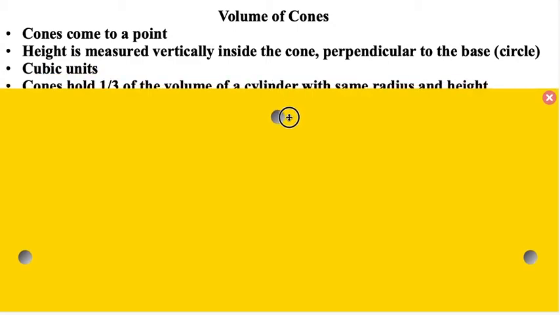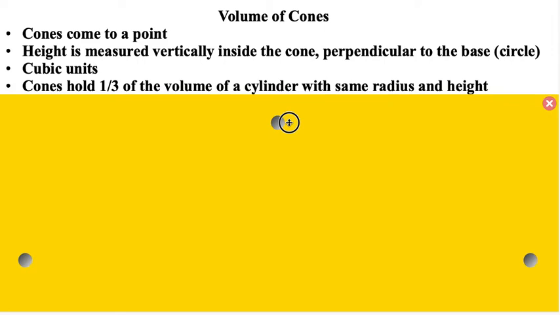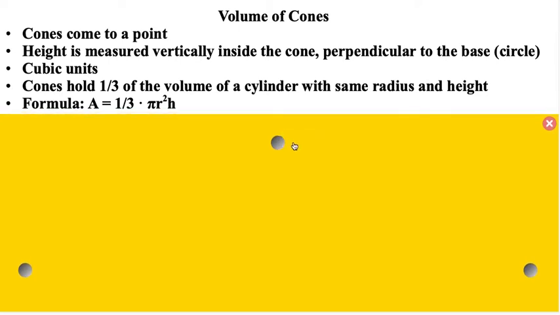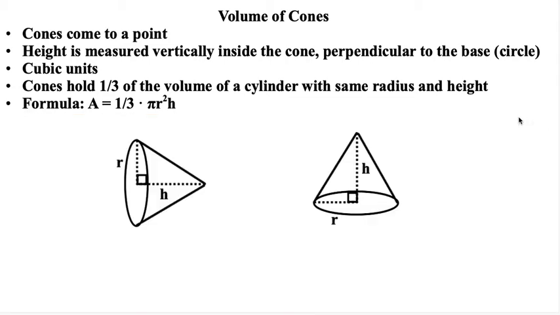Cubic units, it's a volume. Cones hold 1/3 the volume of a cylinder with the same radius and height. We do a fascinating demonstration in class, but unfortunately can't really do it right here. So that means that the formula is very similar to the cylinder. The only addition is the 1/3. That is 1/3 the volume.